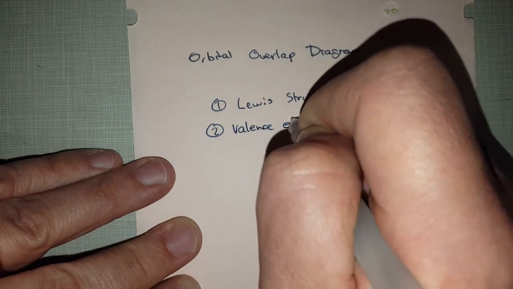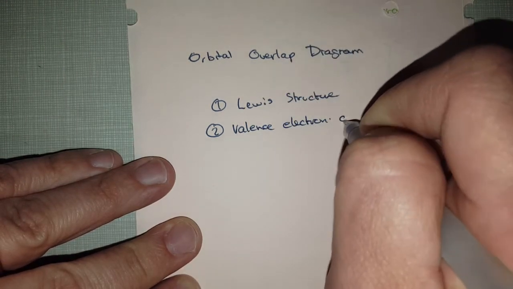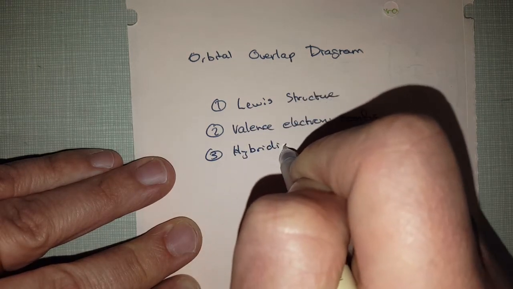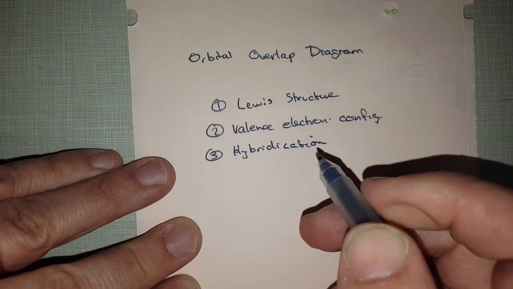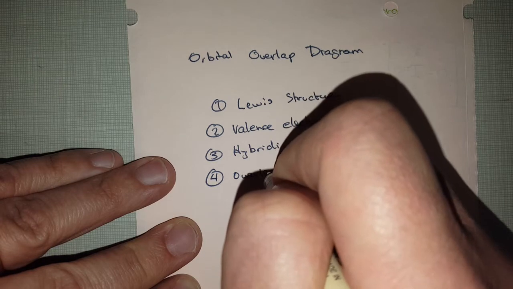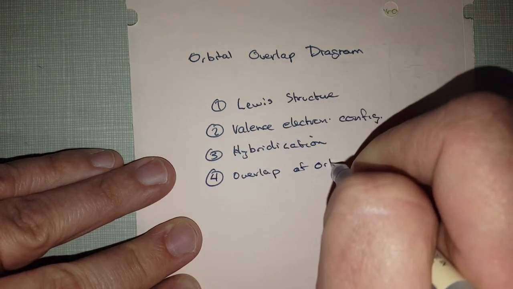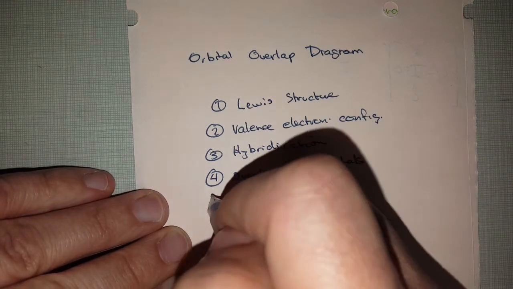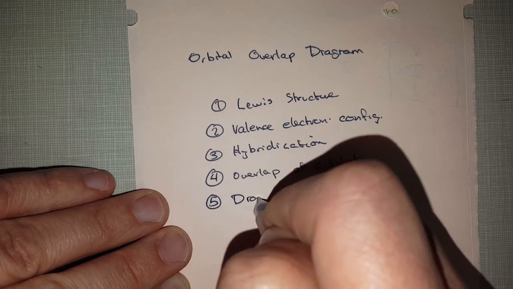Then we needed to know our valence electron configuration, and often for this we used a combination of the shorthand and the energy level diagrams. We would show any hybridization that might have occurred. Then after we had our hybridization, we would show our overlap of orbitals. And then once we know our overlap of our orbitals, we can draw the structure.